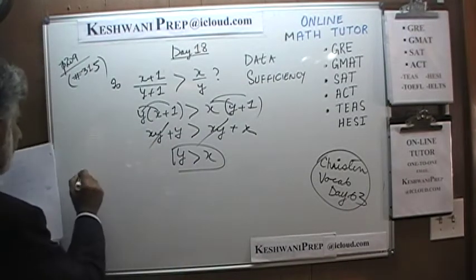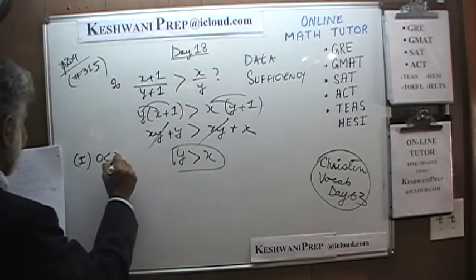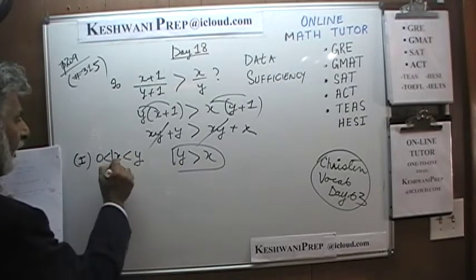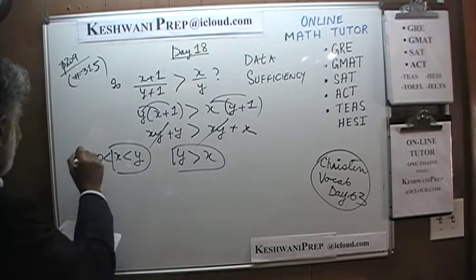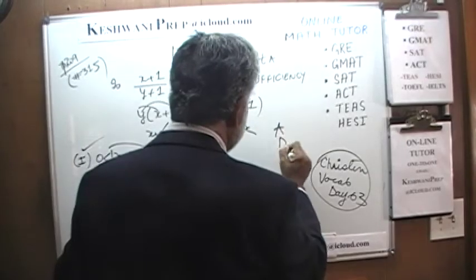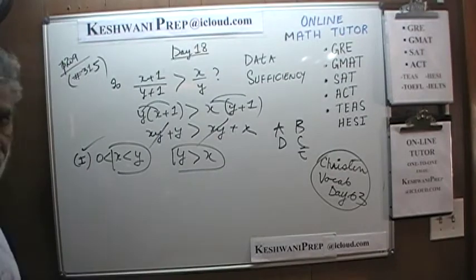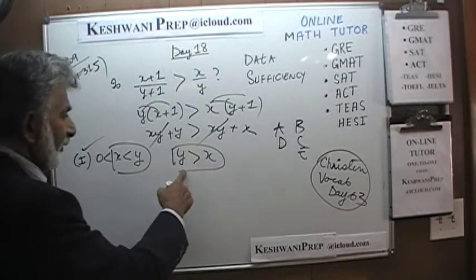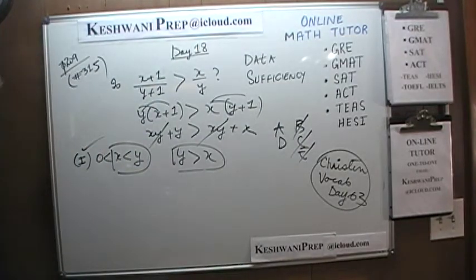Let's see what the first statement tells us. The first statement tells us that 0 is less than x and x is less than y. There you go. X is less than y, which means y is greater than x. The first statement by itself does the job beautifully. A, D, B, C, E. Since the first statement by itself is enough, the answer cannot be B, C, or E. It will have to be either A or D.